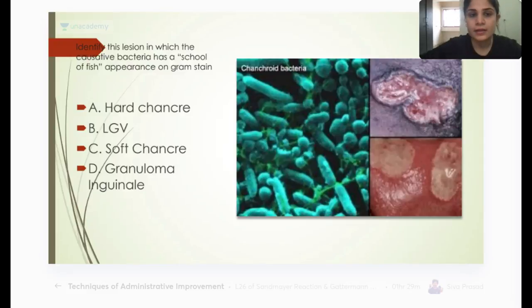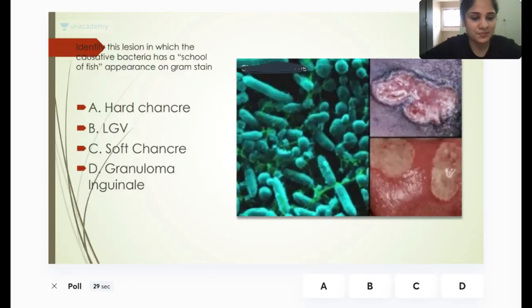Okay, next one. Identify this lesion in which the causative bacteria has a shoal of fish appearance on gram stain. Hard chancre, LGV, soft chancre, or granuloma inguinale? Tell me, everyone saw the answer when I cut, yet a few people still got confused.